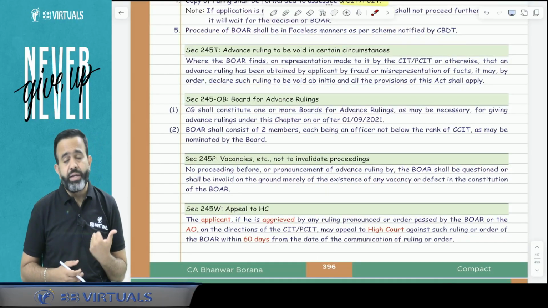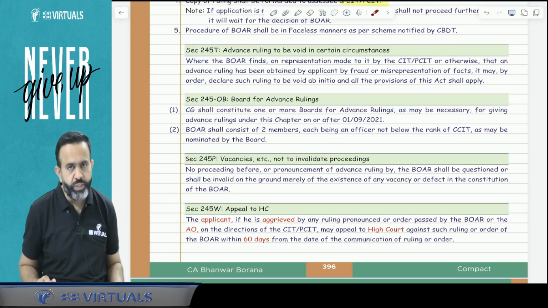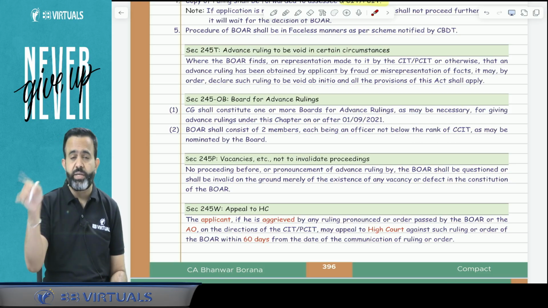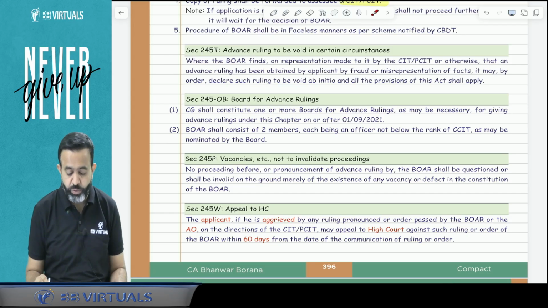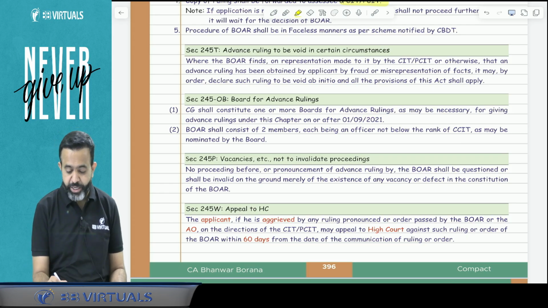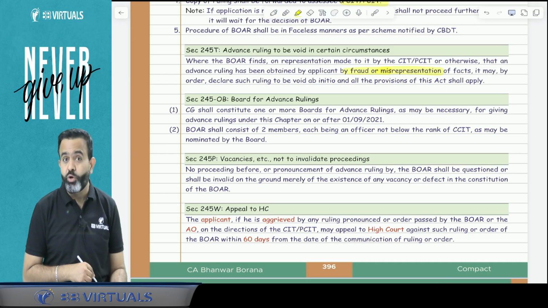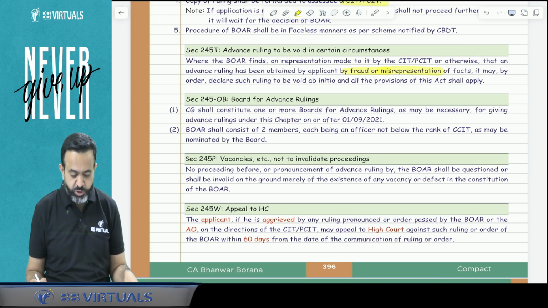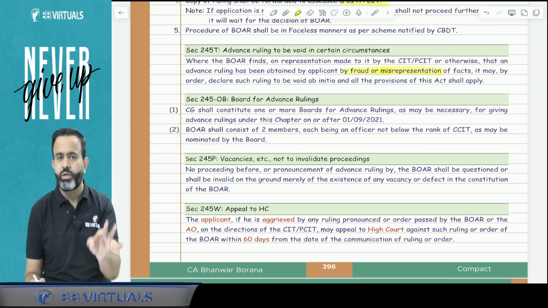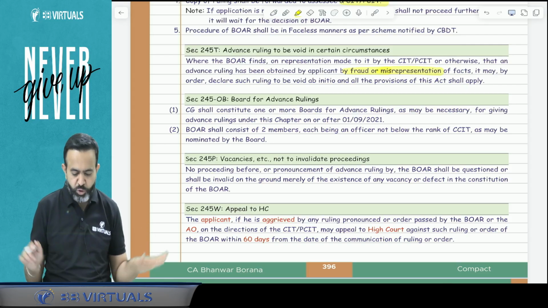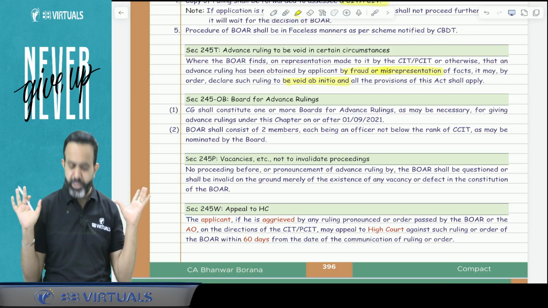Now the next point says, suppose you took the advance ruling, but after some time the Board for Advance Ruling realizes, or the income tax department brings it to the notice of the Board, that you have taken the advance ruling by fraud or misrepresentation of fact. In this case, the Board for Advance Ruling has the power to declare your advance ruling void ab initio. Void ab initio means invalid from the starting point only.